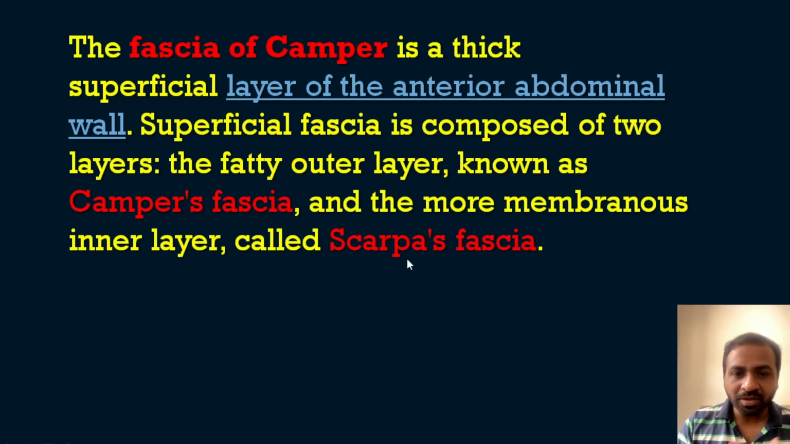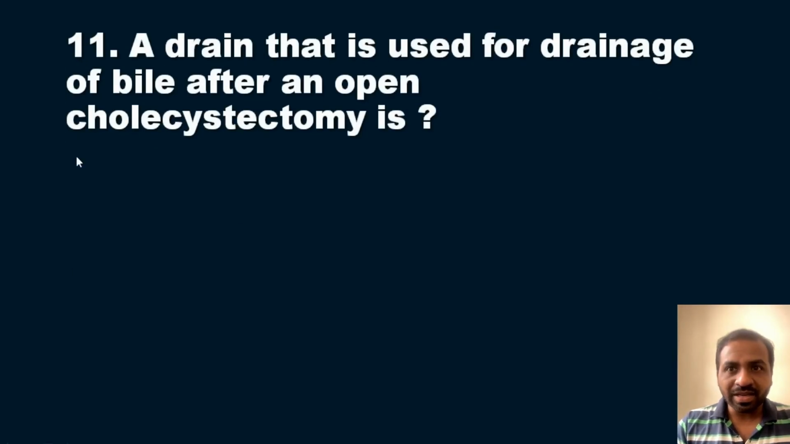So from this question you have learned what is fascia lata, what is dartos fascia, then the fascia of Camper and Scarpa's fascia. So a bunch of information again from a single question. Now we will move on to the next question in our series, that is the 11th question.